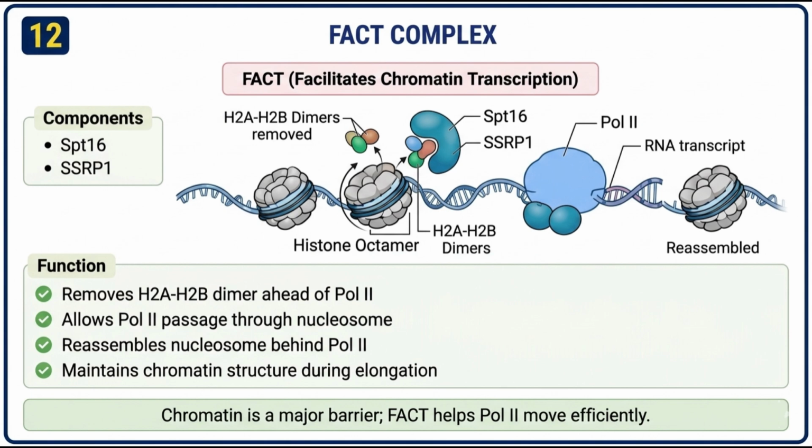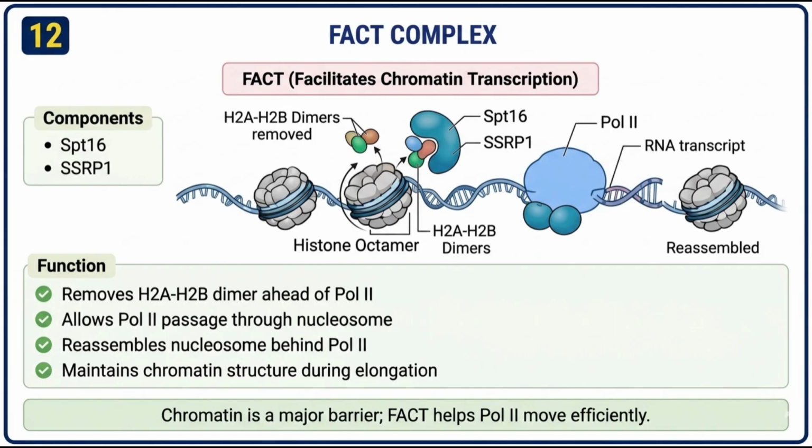FACT complex. Because eukaryotic DNA is wrapped around nucleosomes, RNA polymerase II encounters chromatin barriers during elongation. The FACT complex, which stands for facilitates chromatin transcription, helps overcome this barrier. FACT consists primarily of Spt16 and SSRP1 proteins.